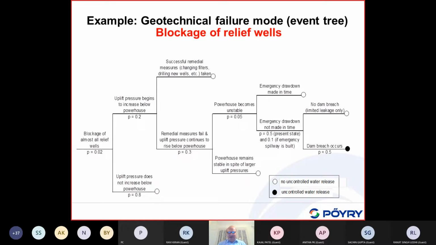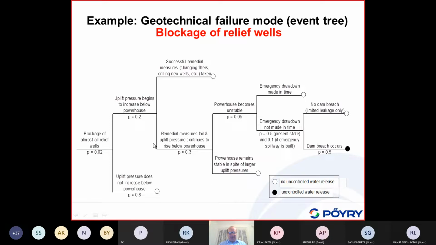Now if we look into the failure, if we want to do the risk analysis, we have to build what I call event trees. And the initiating event is that, for some reason, we have a blockage of almost all relief wells. What is the probability? The annual probability is maybe 0.02. If they are blocked, there are 2 possibilities. The uplift pressure begins to increase under the powerhouse, maybe 20% probability. The uplift pressure does not increase, it's 80%, so the dam is safe.